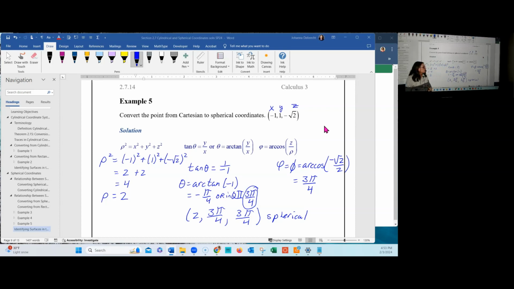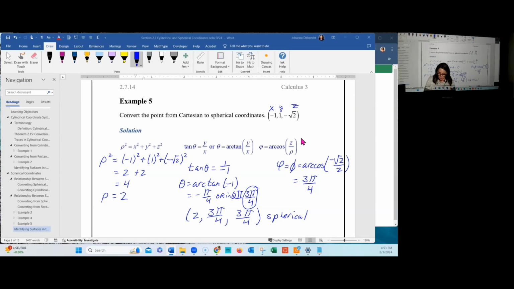Finally, I compute my phi by finding the arccosine of z divided by rho again, and this gives me 3 pi divided by 4. Notice that the angle whose cosine is -√2/2 is negative, so it's going to be in quadrant 2, and √2/2 is one of the multiples of pi/4, so it must be 3 pi/4. So -1, 1, -√2 in rectangular is equivalent to 2, 3 pi/4, 3 pi/4 in spherical.